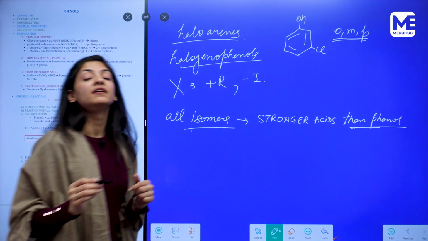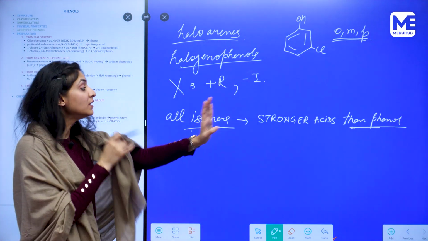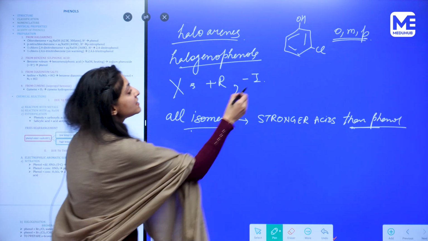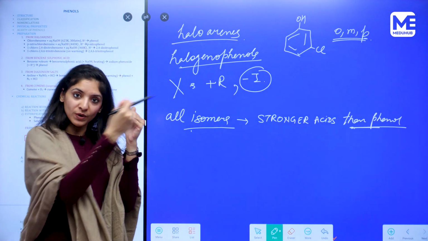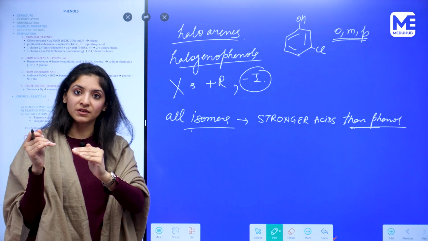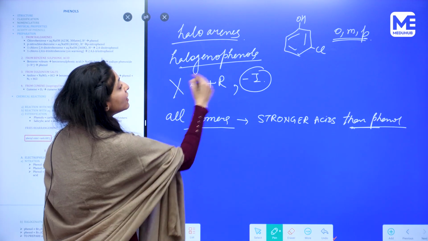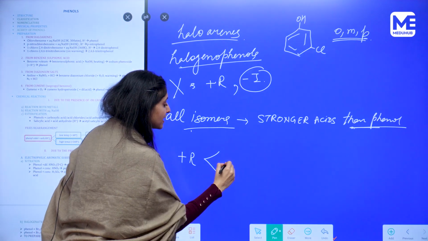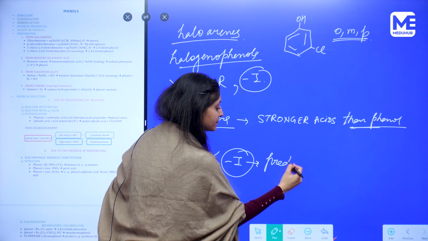What does this imply? That irrespective of their position at the ortho, meta or para carbon, they are stronger acids than phenol. This means that their minus I effect is more prevalent because it pulls electrons towards itself, and because of which the phenoxide ion can come into resonance with the ring, hence increasing its stability. This implies that for all halogenophenols, the plus R effect is less than the minus I effect. That means the minus I effect predominates.